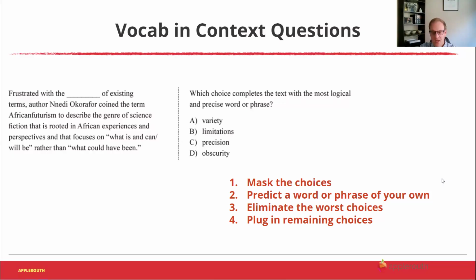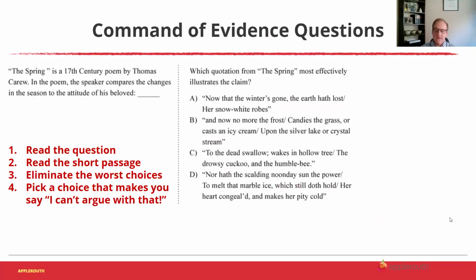Focus less on trying to memorize new words and doing flashcards and more on the context part, and are we predicting the right type of word or phrase. Next is command of evidence. This would be in the 5 through 15 range, the middle questions, the long questions. These come in the form of verbal, so poetry or just a paragraph, sciencey stuff, and then also sometimes graphs, which we'll talk about later.